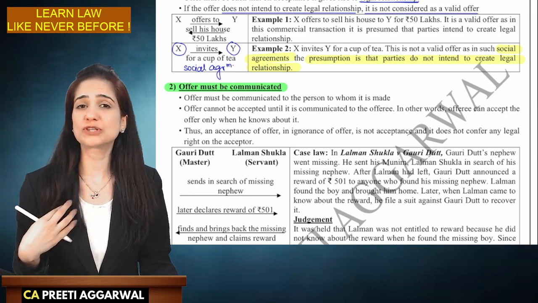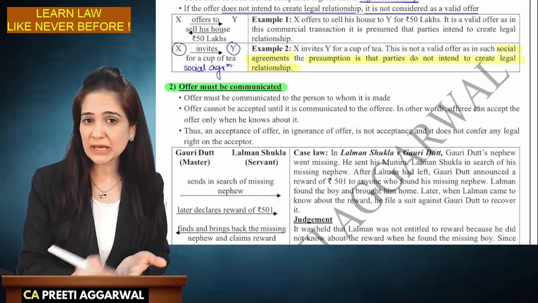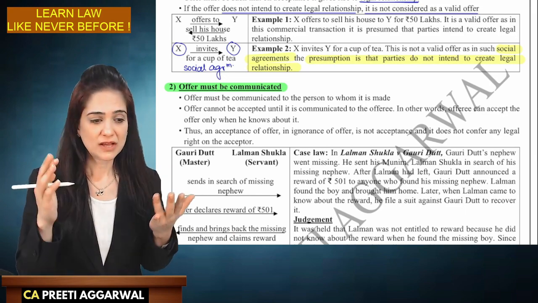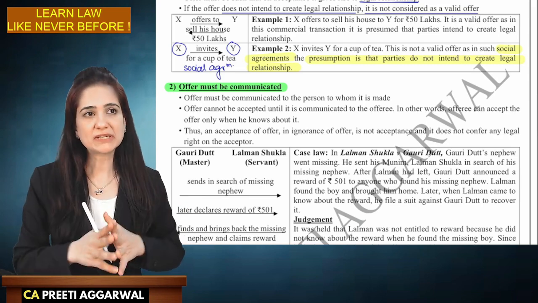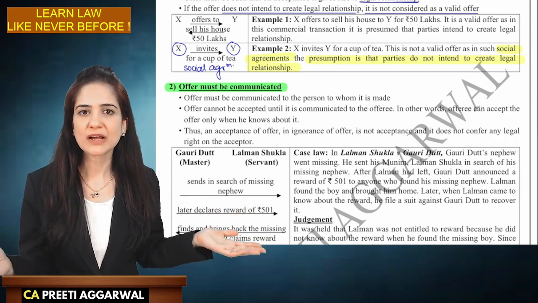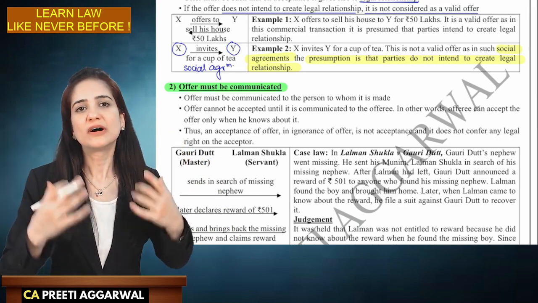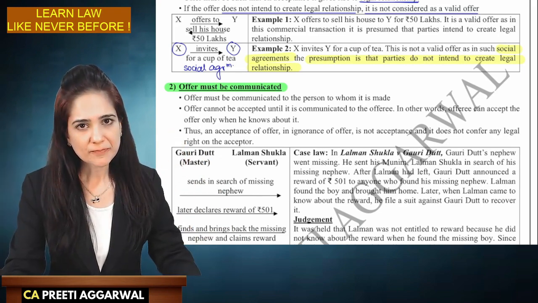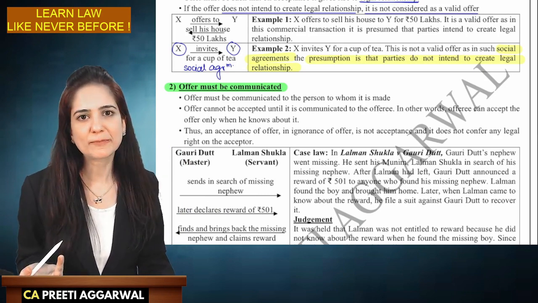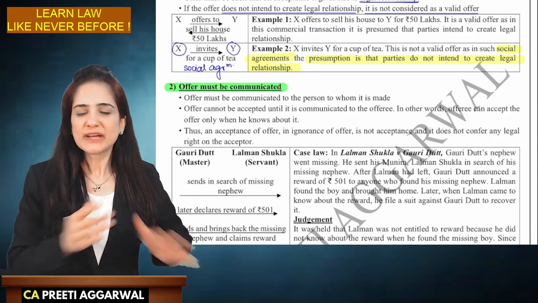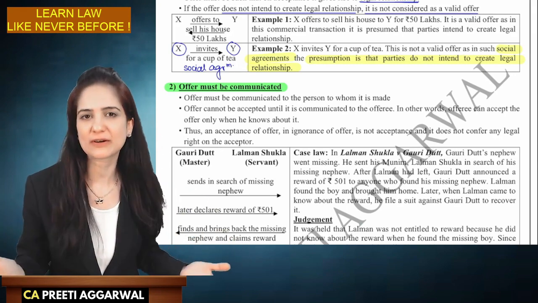What are the different modes of communication? You can either give it orally or in writing. You can write an email, letter, fax, or you can give an offer face to face. Sometimes it is implied from the action or conduct, like bus running on a fixed route. So in some manner, offer must be communicated. Only when the other party comes to know about the offer, he can accept the offer. If there is no offer, there cannot be any acceptance, there won't be a contract.